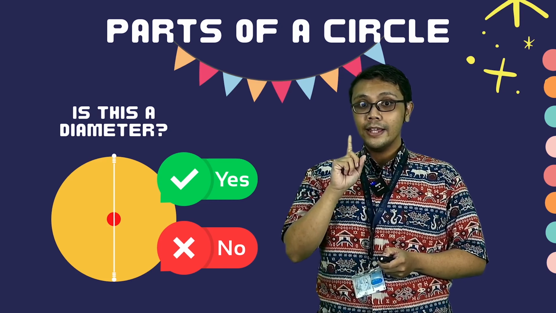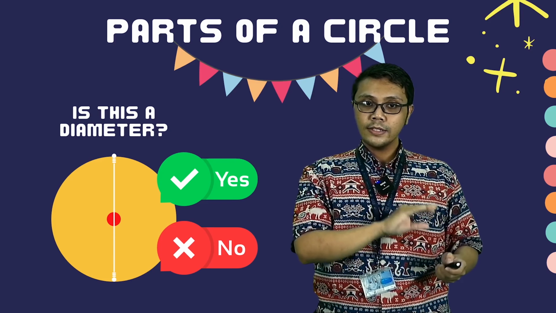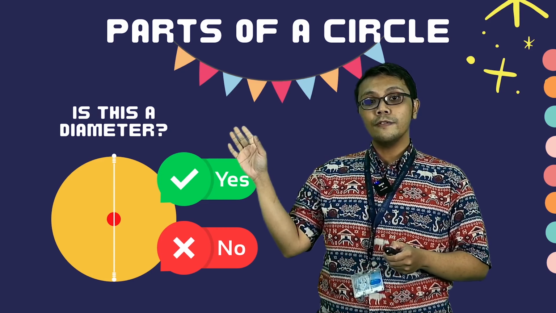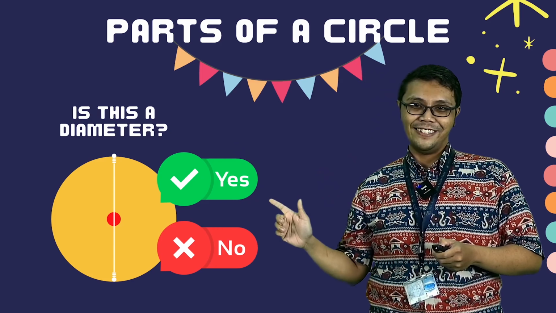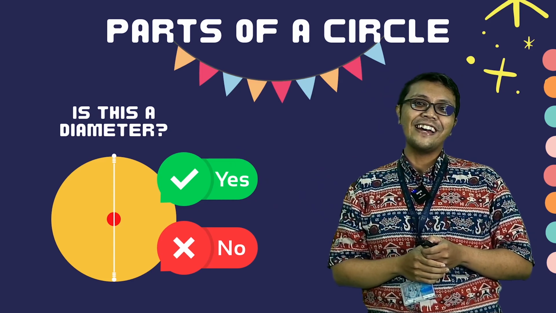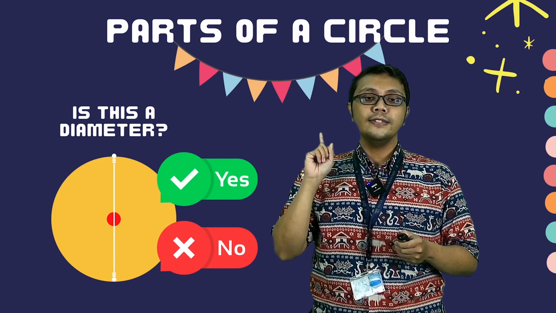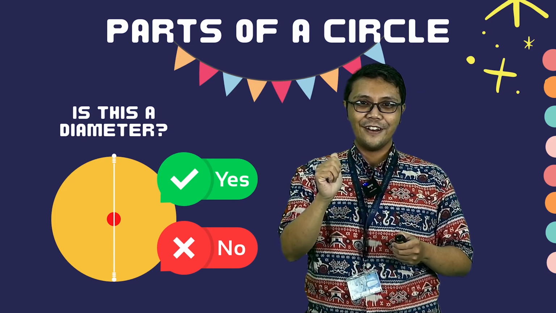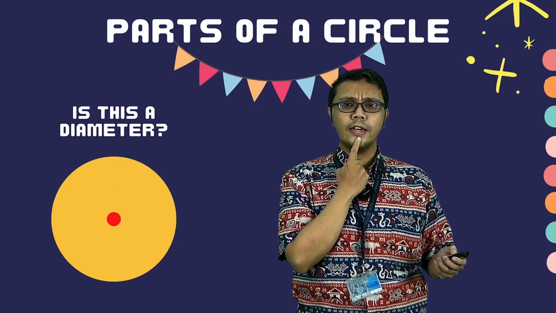So, once again, diameter means a line that is connecting one side of the circle to another side of the circle, passes through the center of the circle. That is very important, isn't it? Alright, so yes, this is a diameter. Good job. How about this? Is this a diameter?